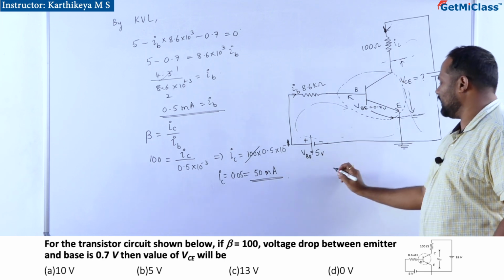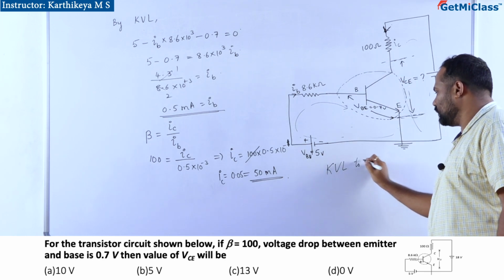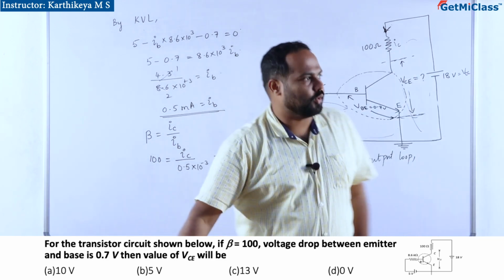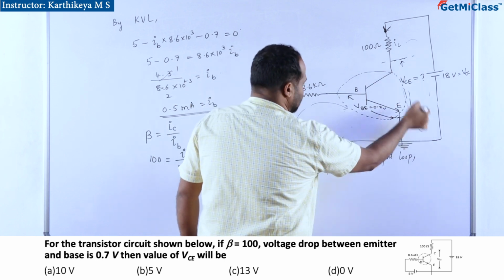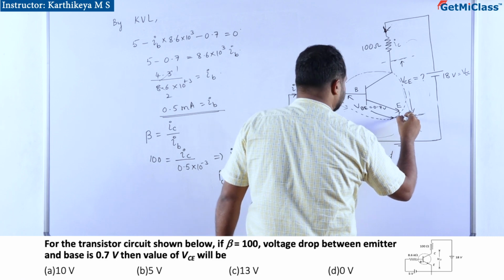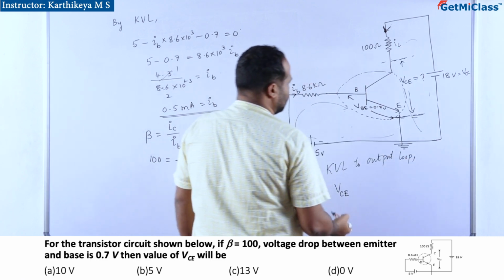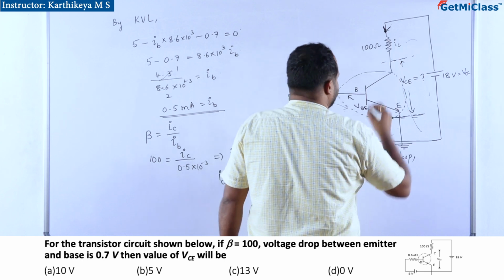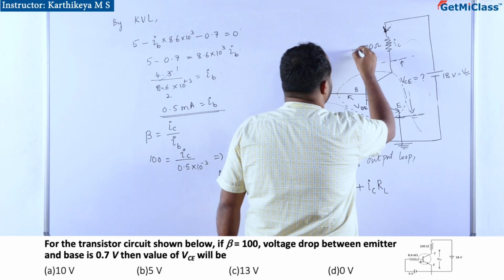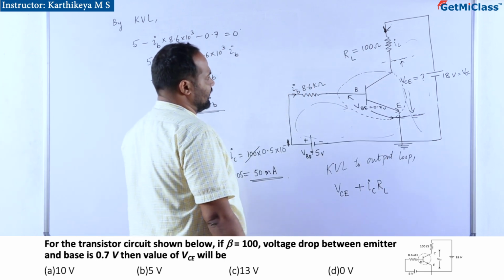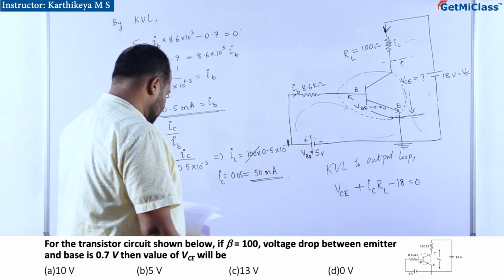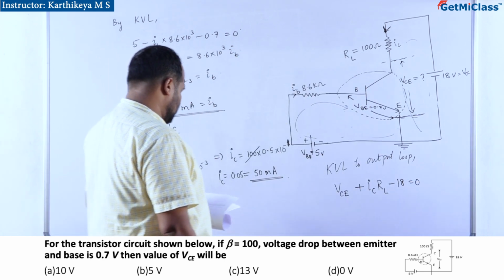So for VCE, we have to apply KVL to the output loop now. KVL to the output loop. Starting from VCE, this is from negative to positive, rise in potential, so plus it is. Against the direction of the current, so plus IC RL. I will take this resistor as a load resistor RL, minus 18 equal to 0.